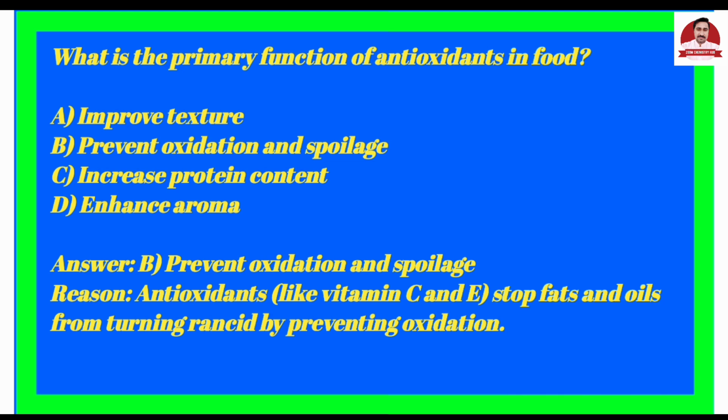Next question. What is the primary function of antioxidant in food? Option A, improve the texture. Option B, prevent the oxidation and spoilage. Option C, increase the protein content. And option D, enhance the aroma.